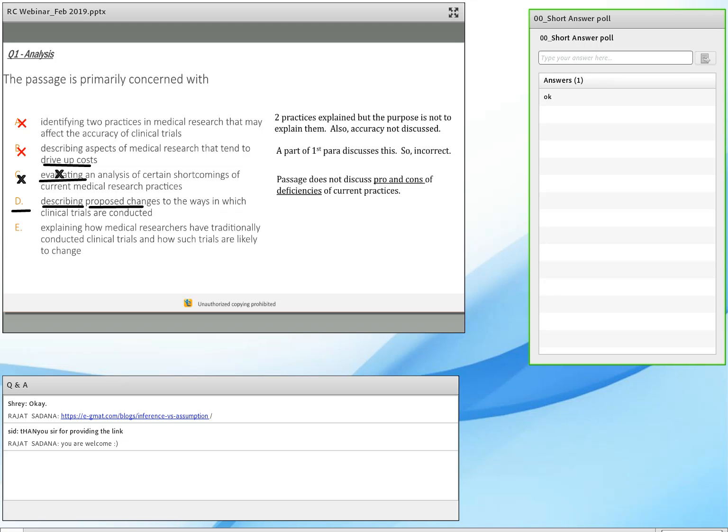Choice E says explaining how medical researchers have traditionally conducted trials. Okay, there's a certain explanation, I'm not so off with that right now. And how such trials are likely to change. Do we know whether these trials are likely to change? We don't know that. This is a proposal that is discussed over there. So choice E goes beyond the scope, which is why choice E for me is wrong. Again, 60% of the class got it right.